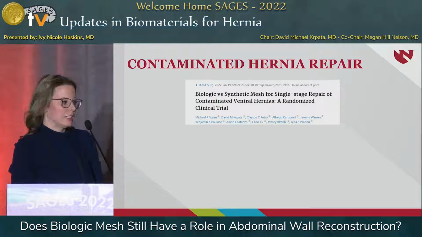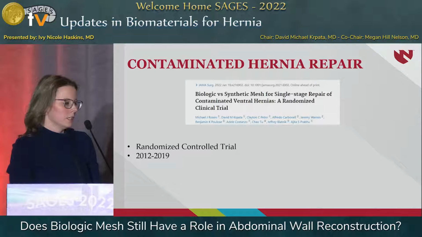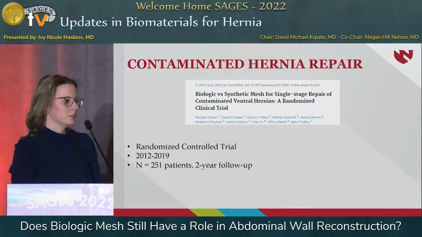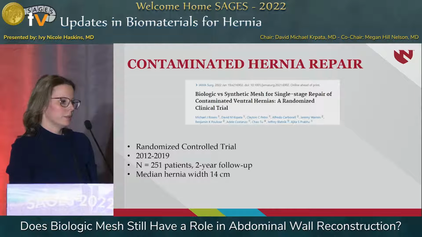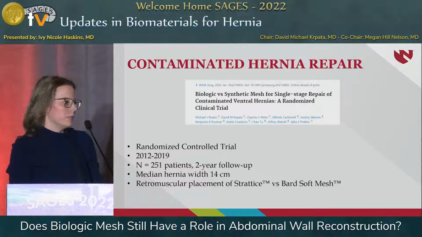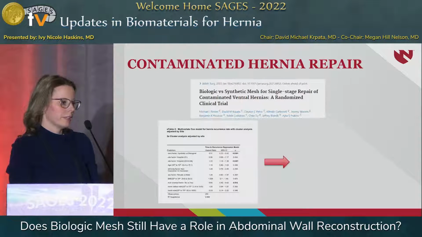And finally, and last but not least, is this new study that was published by Dr. Rosen's group in JAMA Surgery. This was a randomized controlled trial performed between 2012 and 2019. It had 251 patients that had completed their 2-year follow-up. The median hernia width was 14 centimeters. The mesh used was either Strattice or Bard Soft Mesh into the retromuscular space.